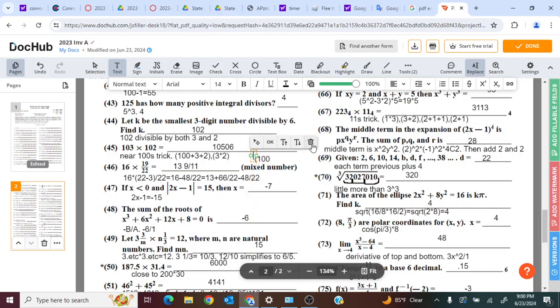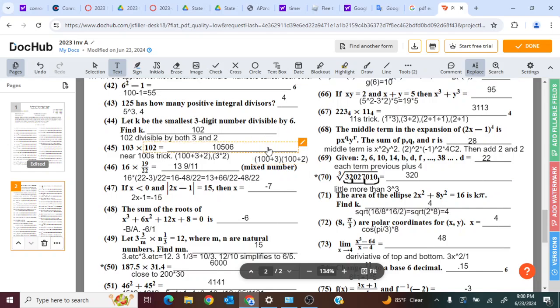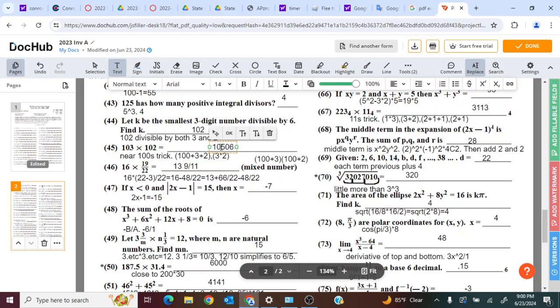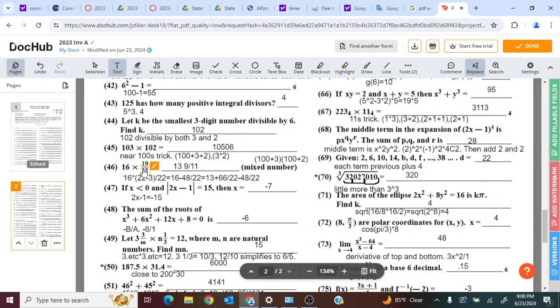I'll do proofs on things that I think people might just be inclined to memorize, but there's a very easy proof. You're basically just doing this: 2 times 3 plus 100 times 3 plus 100 times 2 plus 10,000. You know, 10,506.